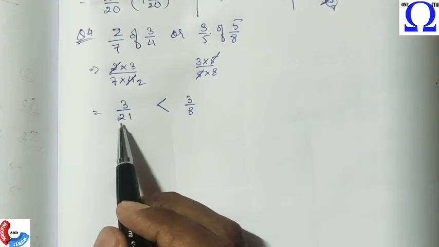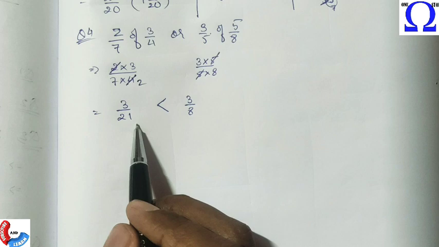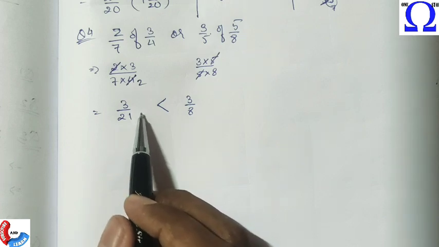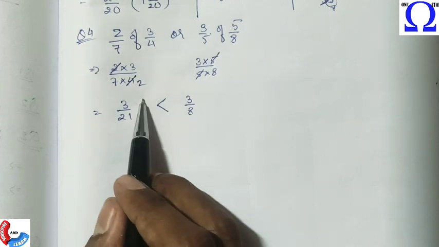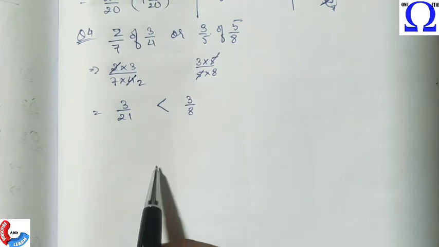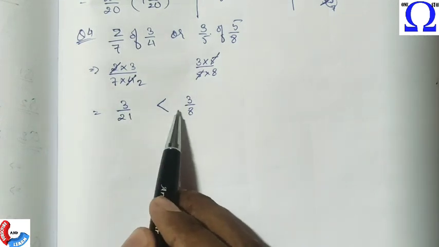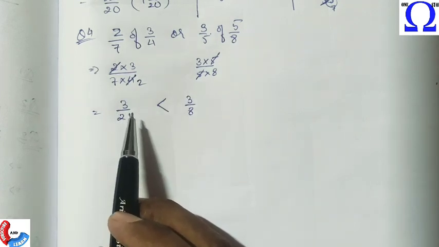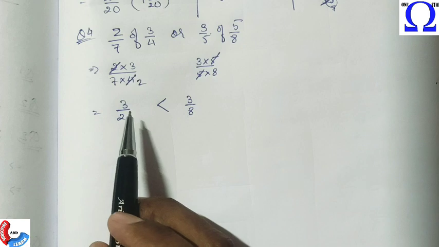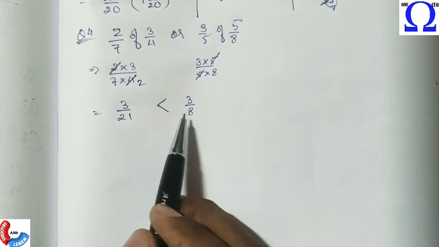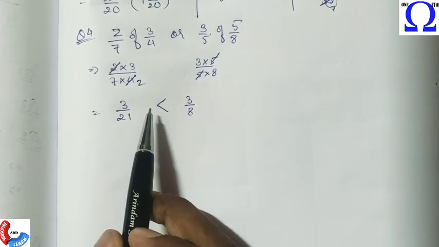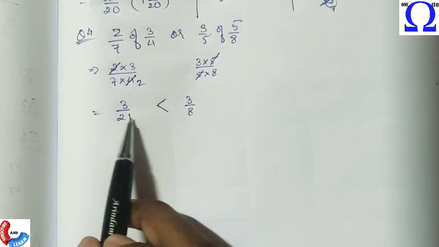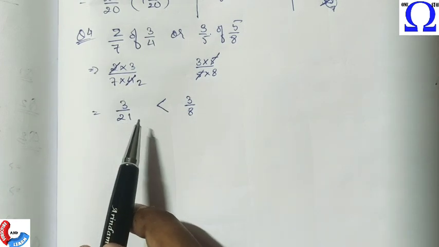We could have cancelled this and made it 1 by 7, but that will not serve the purpose, because we will then have to cross multiply this 8 to that side and 7 to that side. That will make it long. Now in this question we are getting equal numerators. So when we need to compare two fractions, our main aim should be either to make the numerators equal or to make the denominators equal. In both ways we will get the same answer.